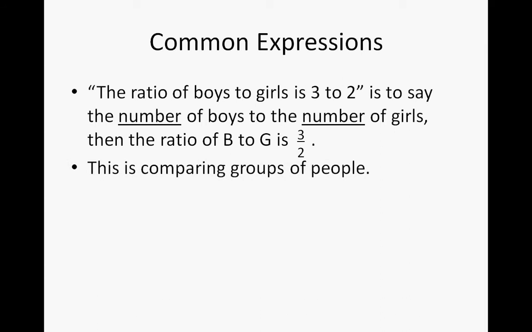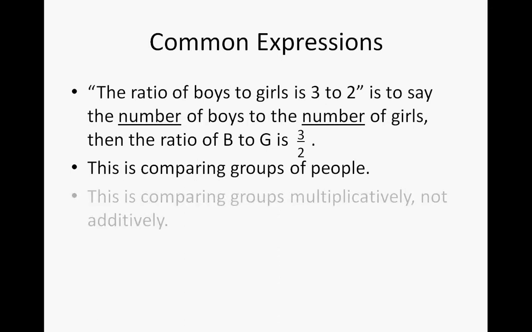So what we're doing is we're comparing groups, in this case of people, but it could be groups of different things. They could be the same thing or they could be different. So you can say however many chairs, what's the ratio of chairs to the number of legs on a chair. So you can compare chairs to legs or tables to chairs or something like that. When we do that, we're comparing groups multiplicatively, not additively. So we want to know how many groups, how many times can we have groups instead of just adding things together. So ratios have to do with multiplication.